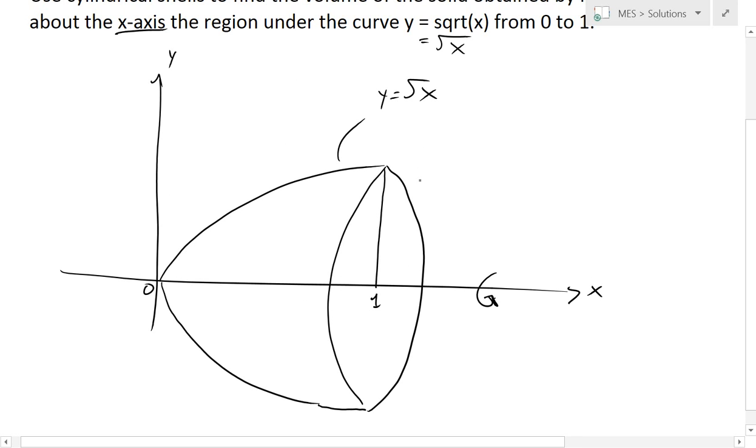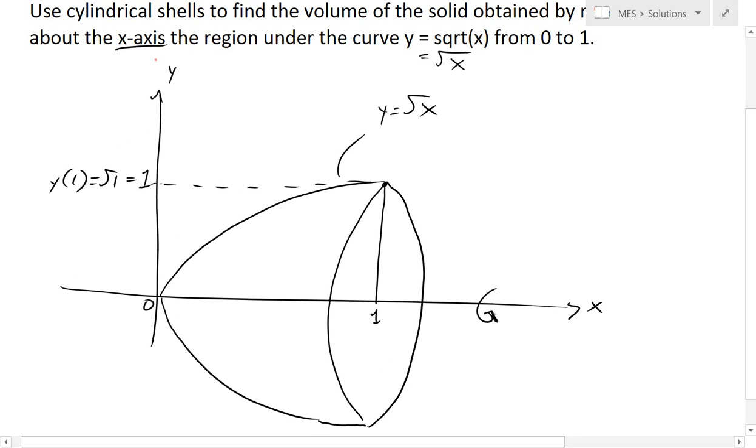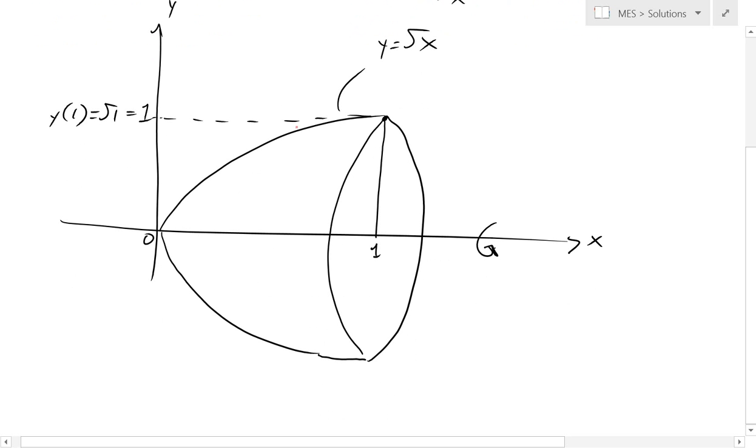Now the height right here is at y of 1, that equals square root of 1, that just equals 1. We'll use this in our volume integral. So now we're going to draw our shell at a random point. Let's just pick this point right here. This is at x, and at this point right here, this is going to be our y.